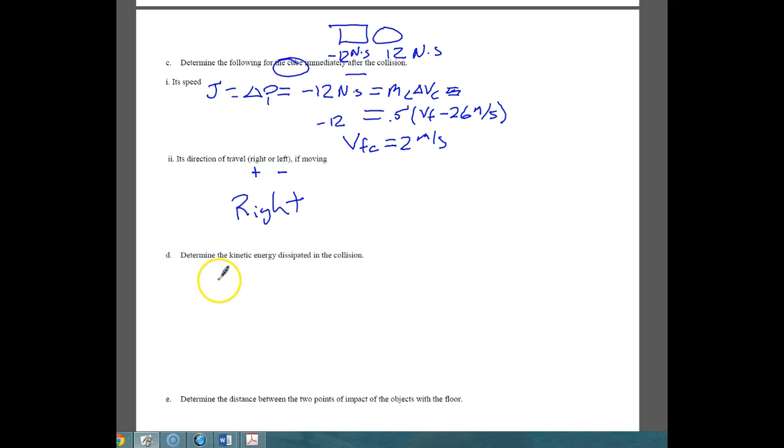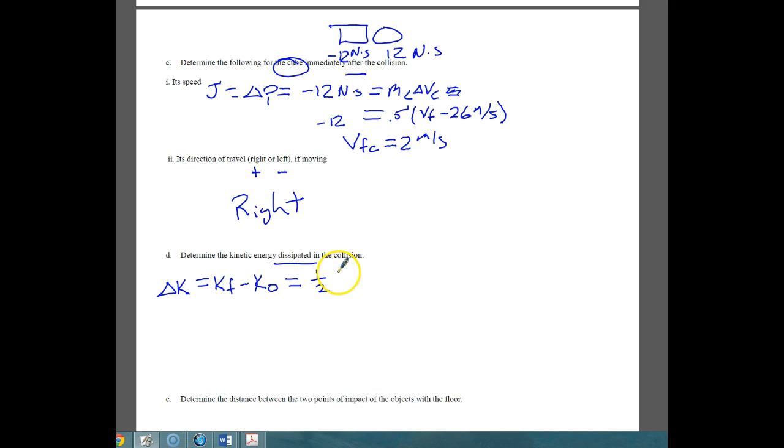For letter D, they want us to find the kinetic energy dissipated in the collision. So remember, in a lot of these collisions, unless it's totally elastic, the objects will lose a little bit of energy. So let's just go ahead and do delta K. That's the change in kinetic energy, which is equal to the final kinetic energy minus the original kinetic energy. That should be equal to 1/2.